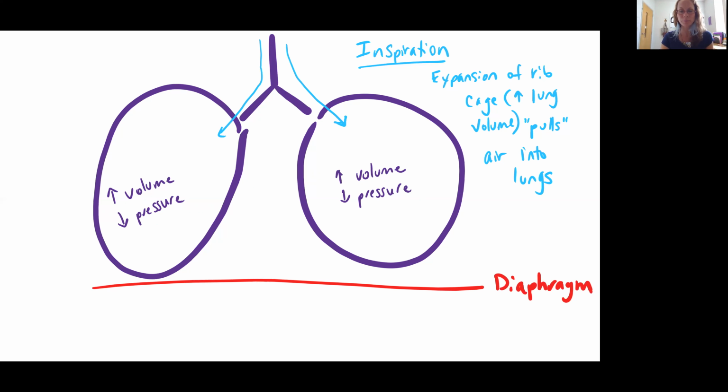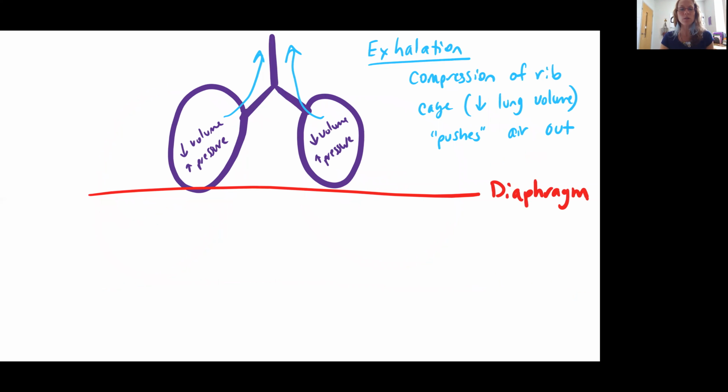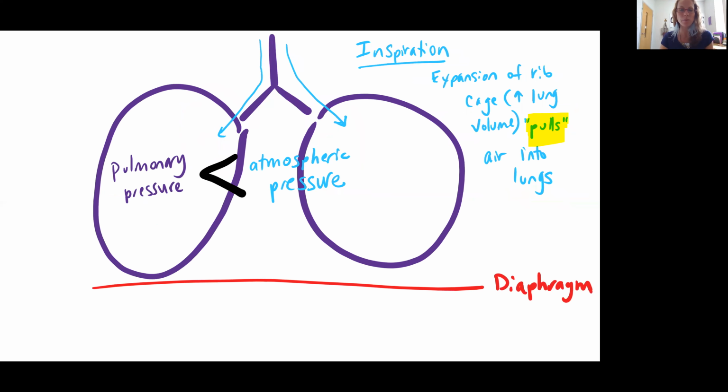into the body. When we are doing our exhale, we're going to see that our diaphragm is compressing on our rib cage. We are pushing our air out because we are reducing the volume of our lungs. When we reduce the volume of our lungs, we increase the pressure, which is going to push air out.